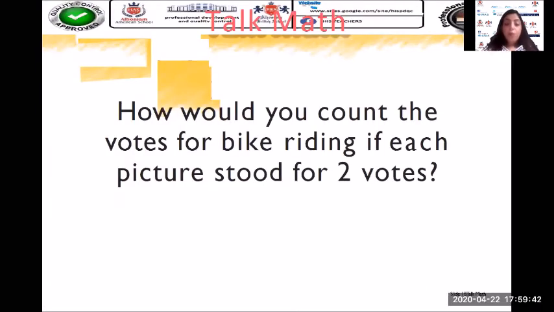How would you count the votes for bike riding if each picture stood for 2 votes? Who can answer this question for me? This question is worth 25 points. Who can answer it? Yeah, I know that you are very competitive. So Yusuf will answer, Arwa, Acer, Yassine. Who's gonna answer this question? Who's gonna answer it? Who's gonna answer this for me?